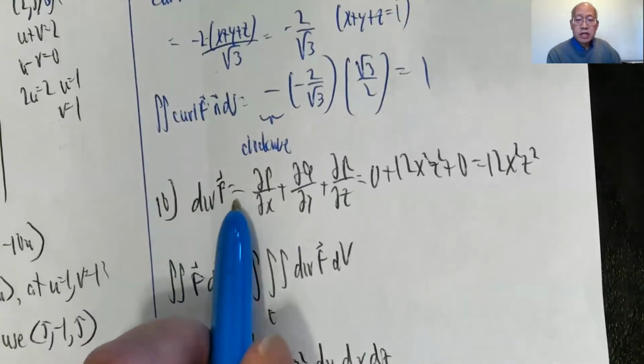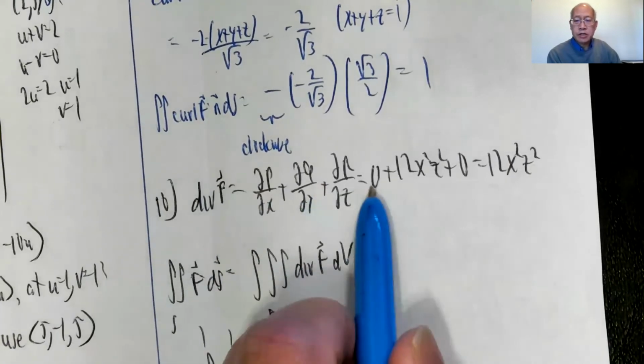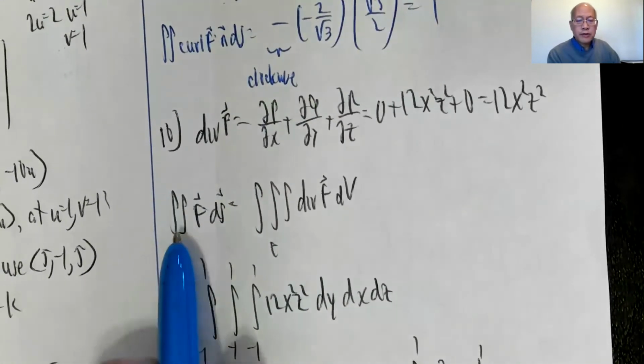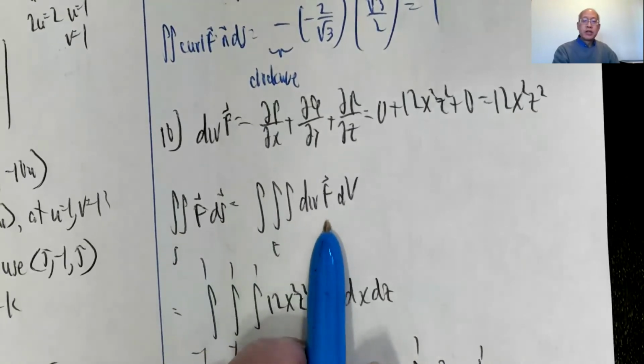10. Div F is partial of P with respect to x plus partial of Q with respect to y plus partial of R with respect to z, which is 0, plus 12x squared z squared plus 0, which is 12x squared z squared. So double integral along the surface of F dot dS is a triple integral over the region E of divergence of F dV.